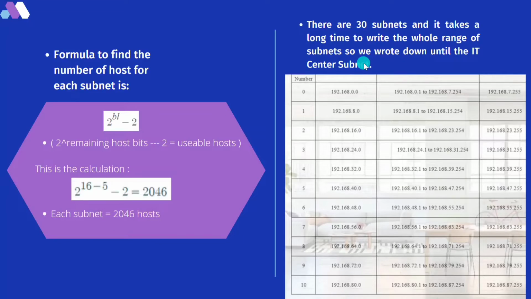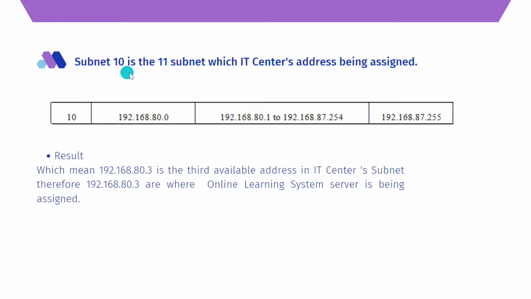There are 30 subnets and it takes a long time to write the whole list of subnets, so we wrote down until the IT center subnet. So this graph we just list until 10. Subnet 10 is the 11th subnet, which is where the IT center address is assigned. So this subnet 10 is actually the 11th subnet.